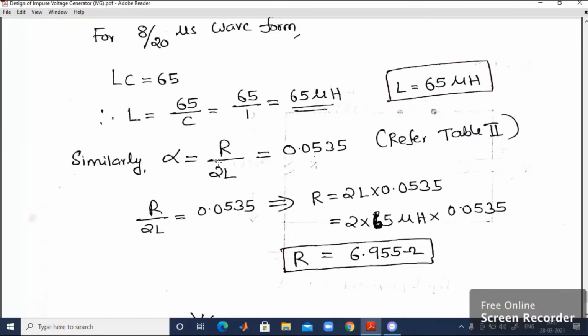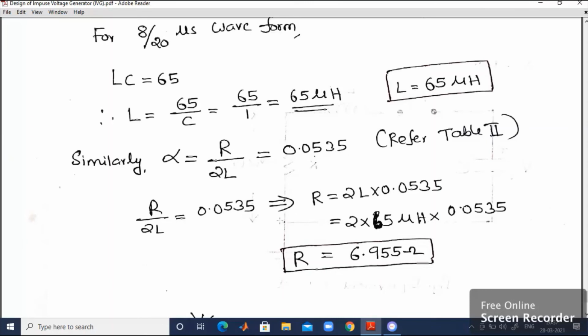Okay. Now we can have one more expression. Alpha is equal to R divided by 2L. Alpha value will be obtained from table number 2. Please do refer the value of alpha from table 2, which I have shown you a bit early. So alpha is equal to 0.0535. R by 2L is equal to alpha, that is equal to 0.0535.